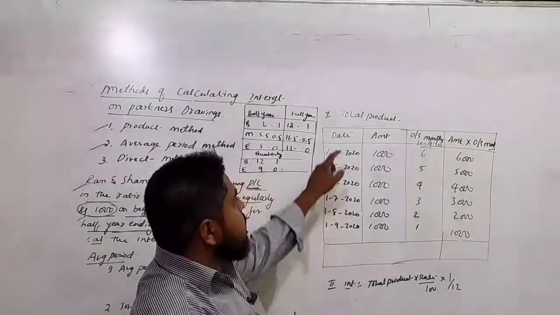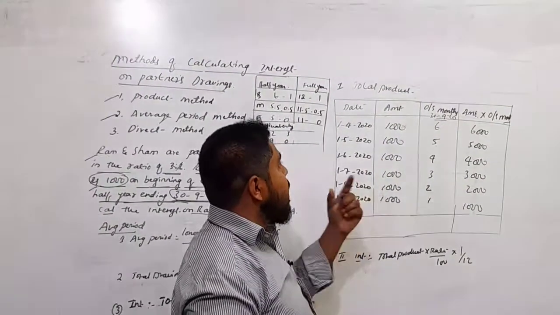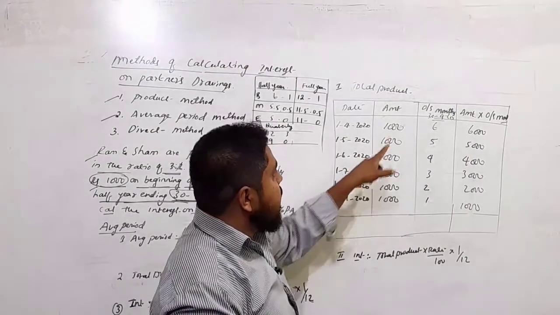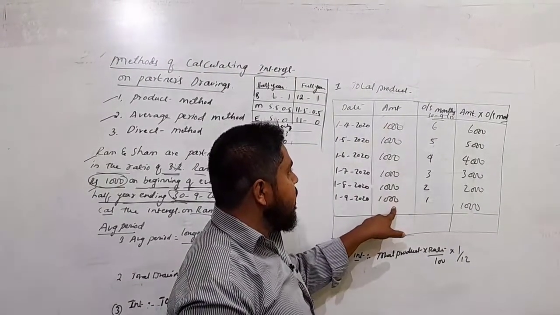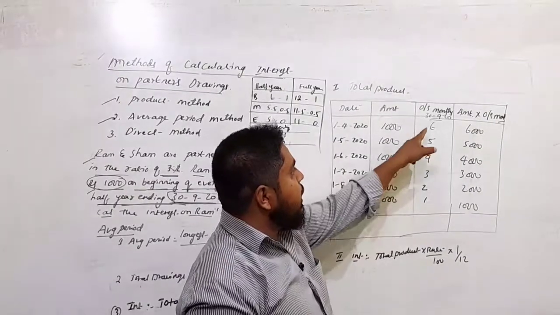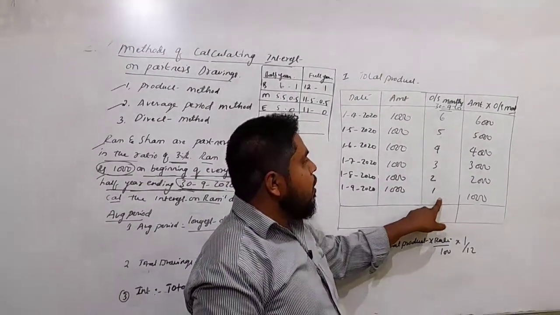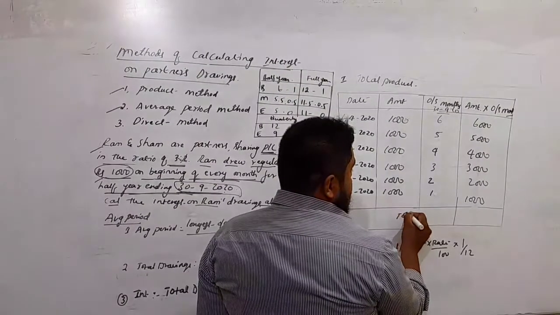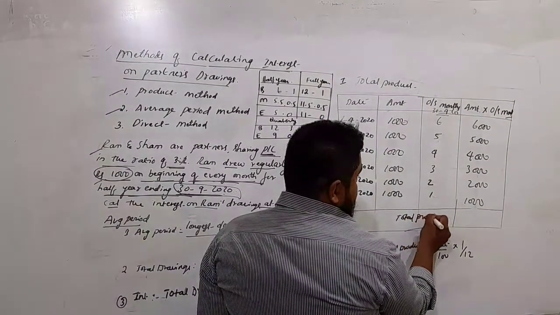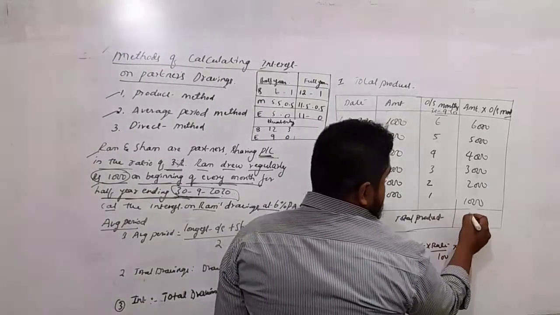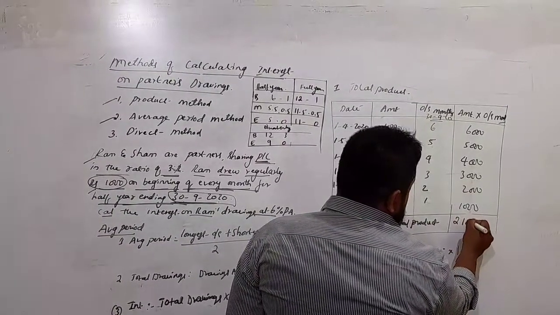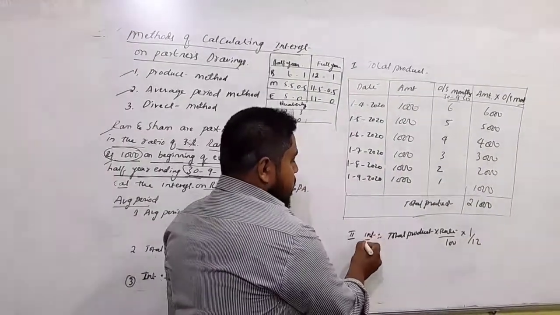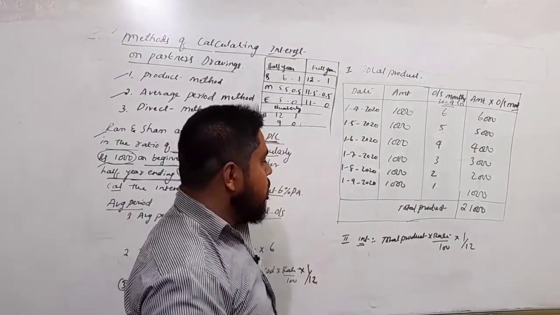This is the way to record the data. First, in the date column you enter the dates. Next, in the amount column you enter the withdrawals amount, then the outstanding months. Then you get amount into outstanding. Last, you have to find out the total product. So the total product is 21,000. This is the first step. Now the second step, you have to find out the interest.